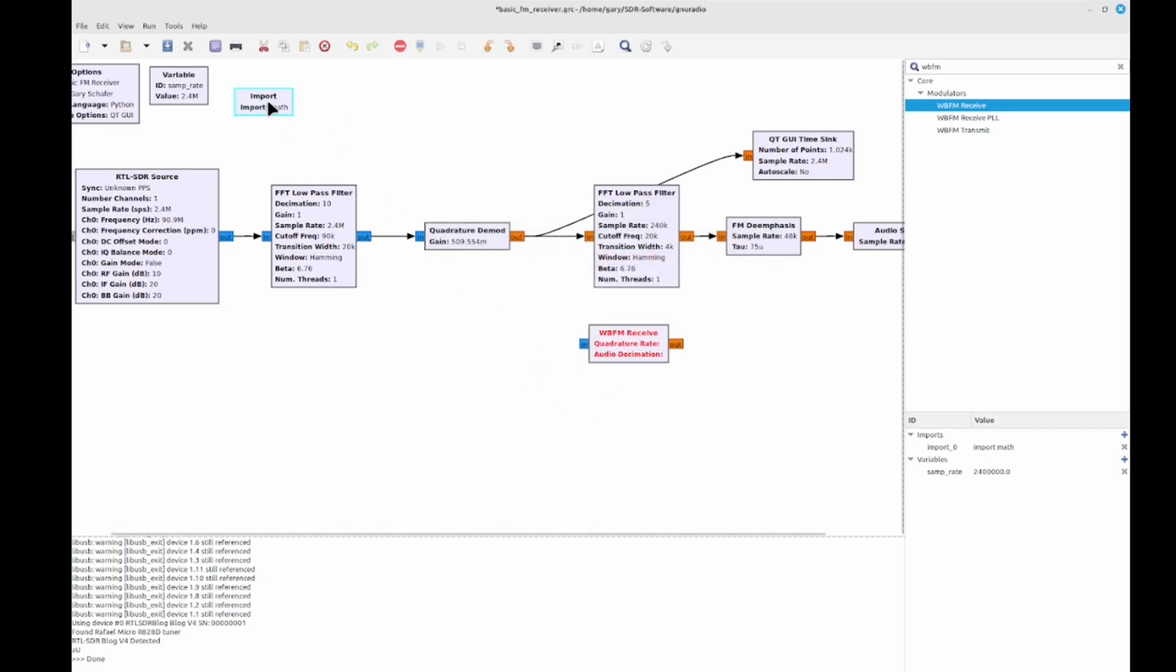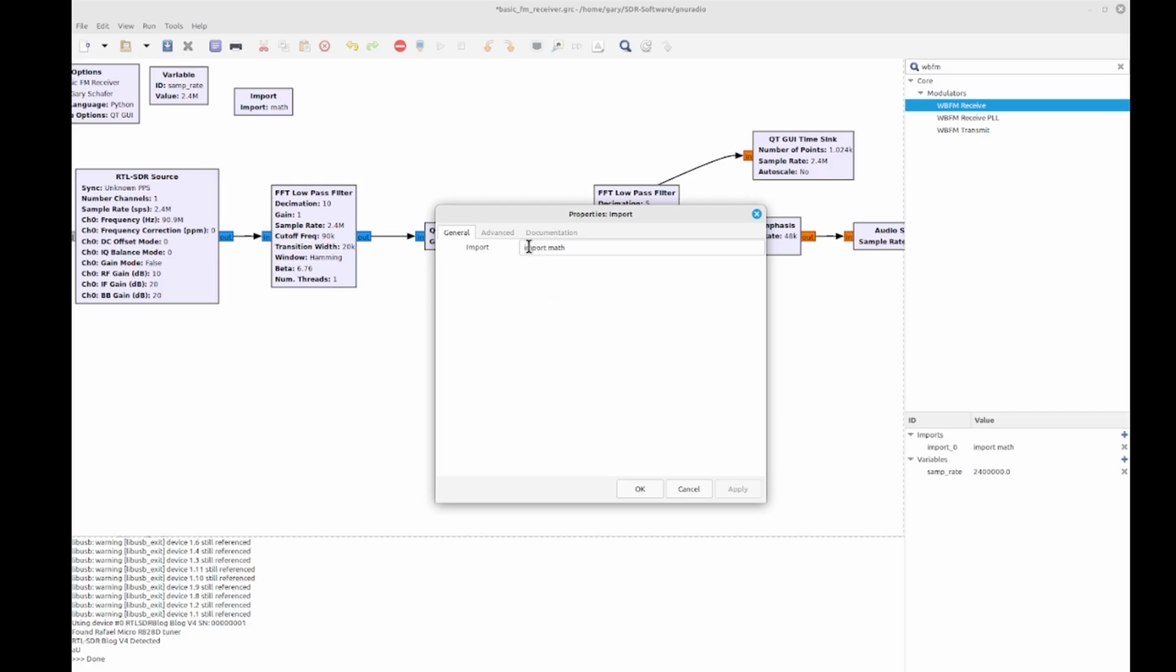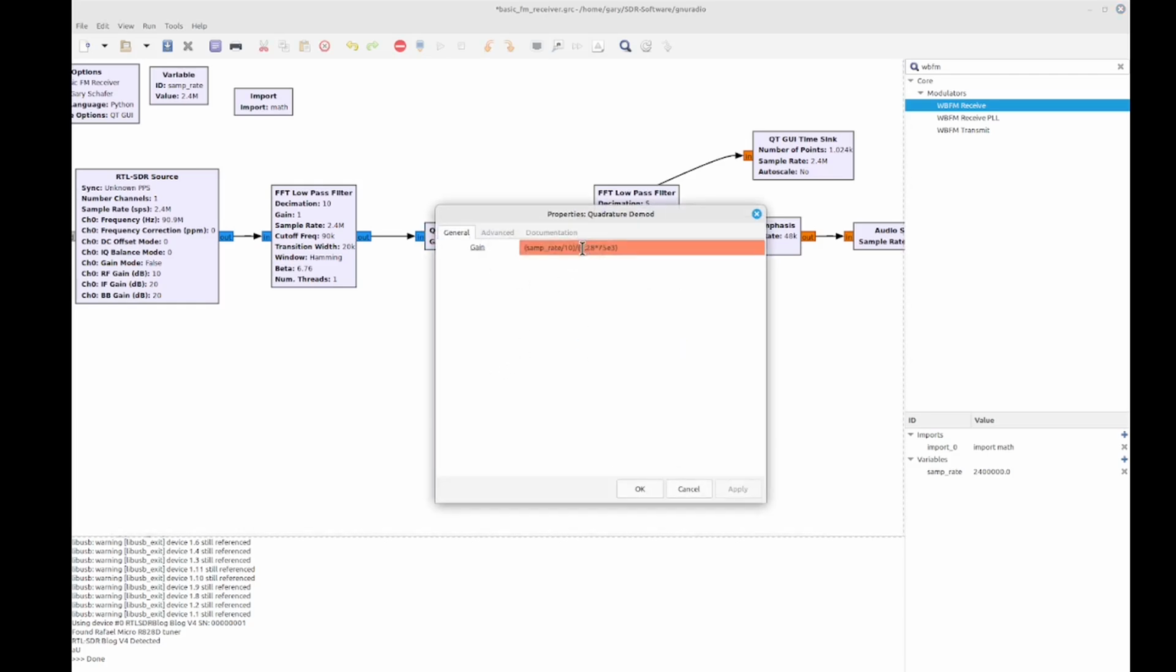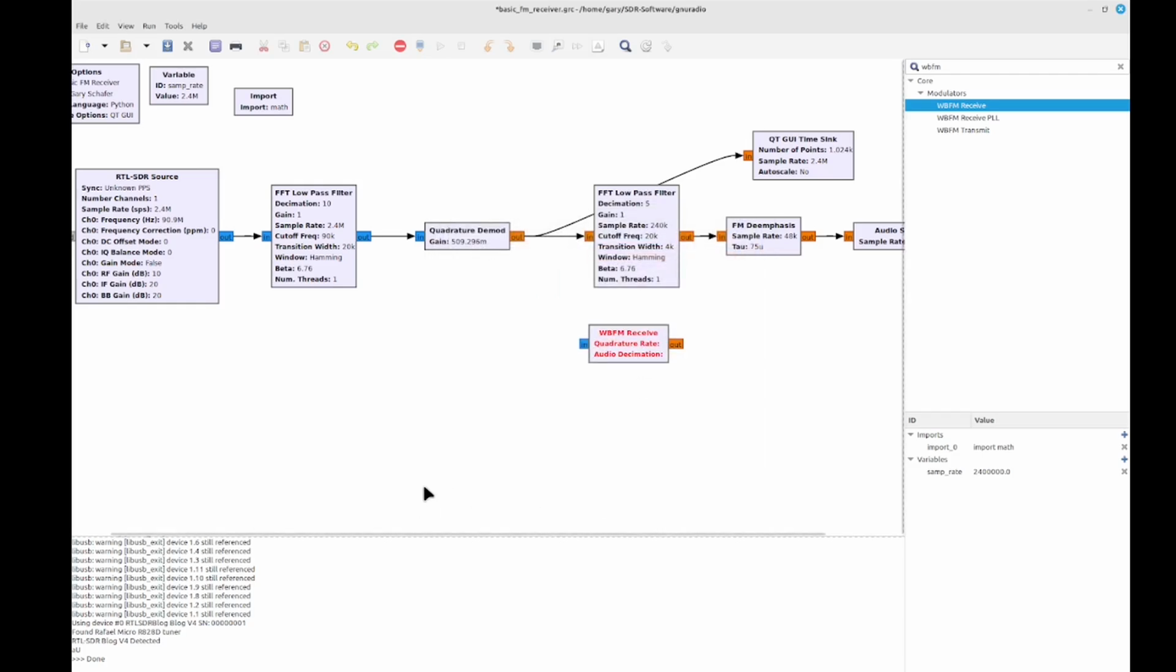So what I've done here is, let me close this for a second, I've done an import block. Let me open this up. Inside of here I've said import math. So I dragged in a block called import, and inside I said import math. And in this value here, instead of 6.2, I can say 2 times math.pi. So the total value is 2 times math.pi times 75 kilohertz. That's the exact value that would be used inside of this wideband FM receive block.